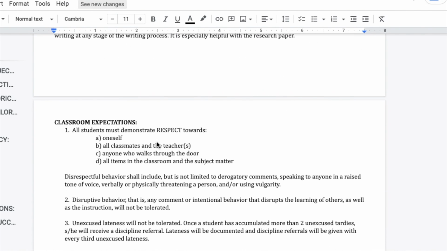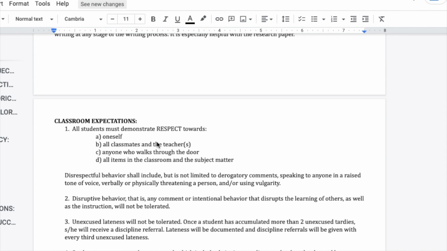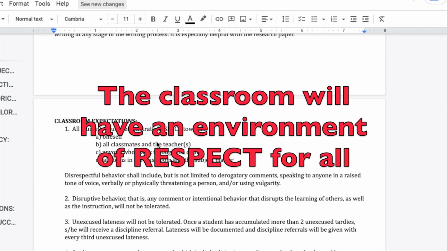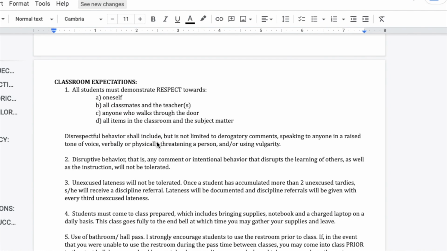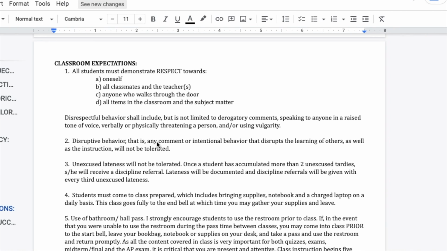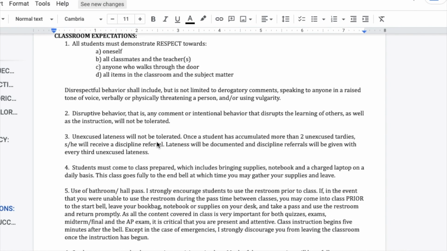Classroom expectations. So very important to me that the classroom has an environment of respect. Respect yourself, respect your classmates and the teacher, anyone who walks through the door, if we were to have a visitor. All items in the classroom and subject matter should also be respected. Disruptive behavior will not be tolerated. Unexcused latenesses will not be tolerated. Students must come to class prepared.